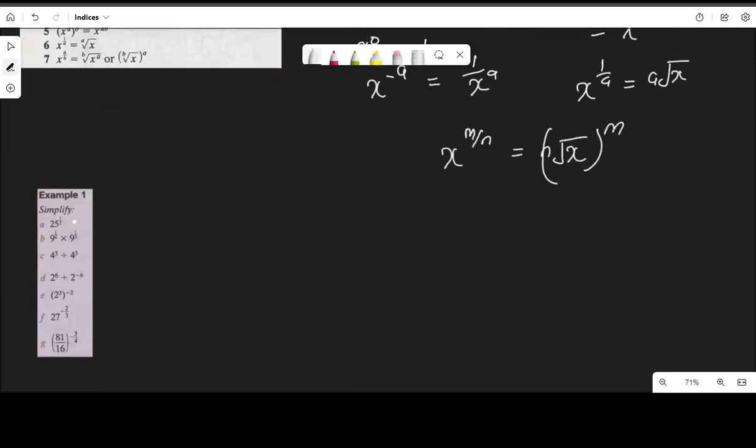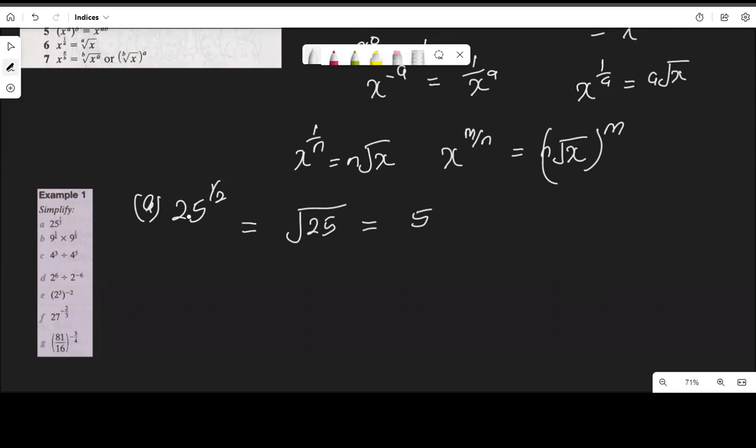The first one here says simplify 25 to the power of 1 over 2. I'm going to apply the law that says x to the power of 1 over n is the nth root of x. Since this is 2, we don't need to write the 2. So any number to the power of half is the square root of that number, and the square root of 25 is 5.